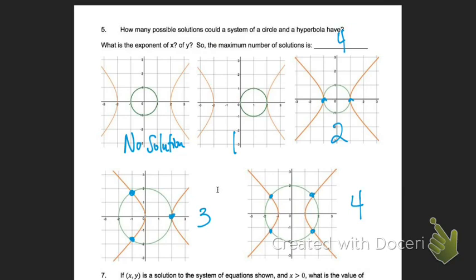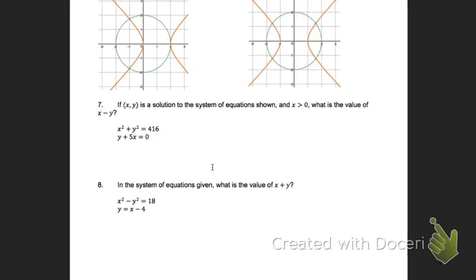Are we going to have to be able to do that? Like, draw our own graphs to figure out how many solutions? Okay, let's look at 7 and 8.